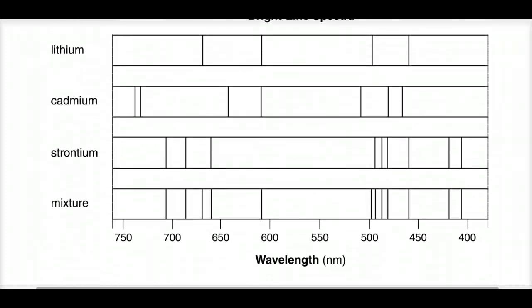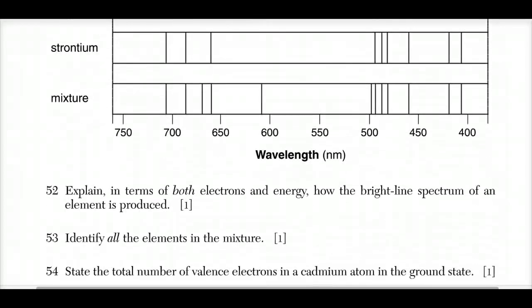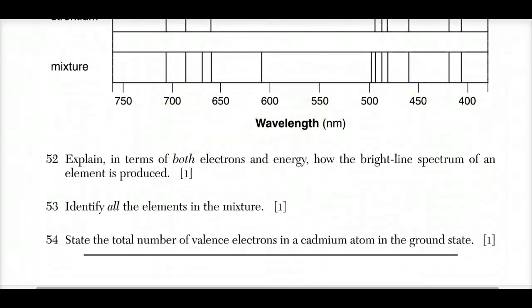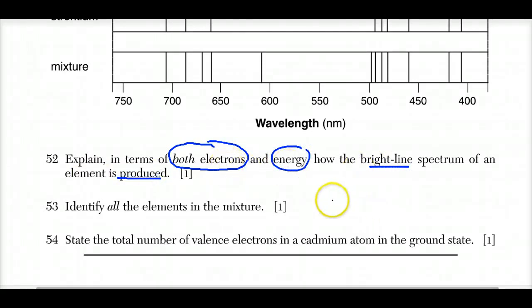and then you have a mixture. And number 52 states, explain in terms of both electrons. Again, they're being explicit how they want you to explain things. In terms of both electrons and energy, how a bright line spectrum of an element is produced. So you should know, we'll use shells of electrons.